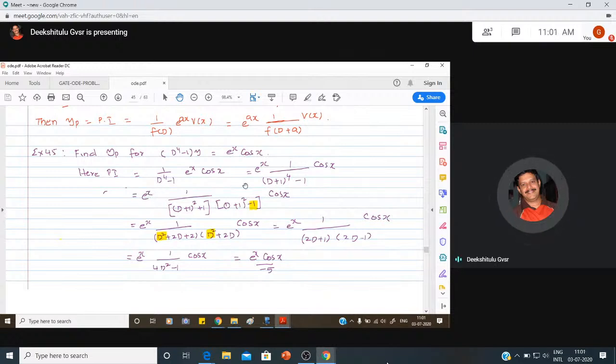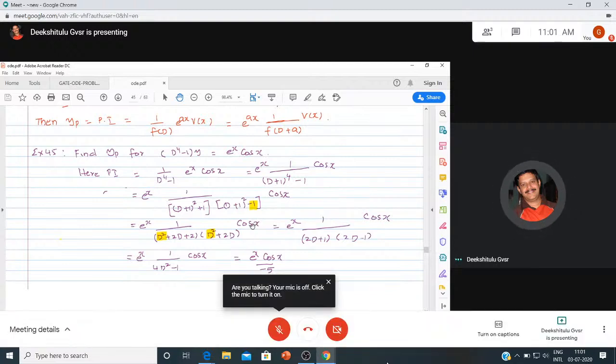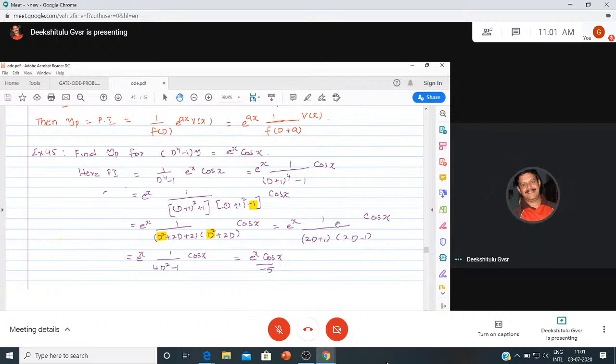So e power x is there, 1 by ((d plus 1) whole square plus 1) into ((d plus 1) whole square minus 1). This is like a plus b into a minus b. So this is d square plus 2d plus 2 and d square plus 2d plus 1 minus 1 gets cancelled. This is what we have, operating on cos x. Whenever cos x is there, what do we do? Replace d square by minus a square. What is a here? 1. So minus a square is minus 1. So replace d square by minus 1. So this becomes 2d plus 2 minus 1, that is 2d plus 1, and this becomes 2d minus 1.